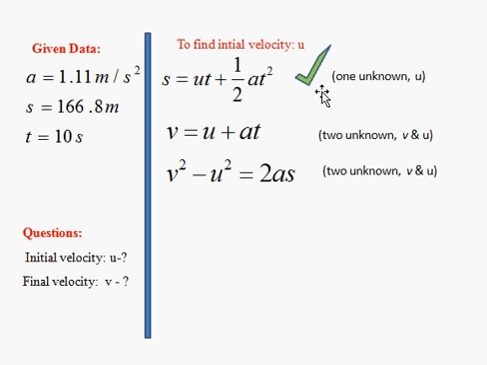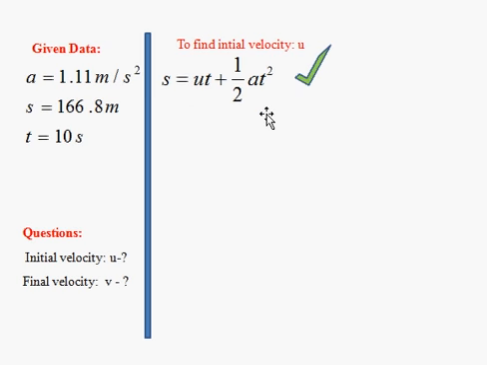Which formula we can use, first we have to analyze with the help of the given data. If we substitute all these given data in the first equation, only one unknown will be there. Whereas in the second equation, we don't know v as well as u. In the third equation also, we don't know v as well as u. Because of two unknowns, we cannot go to the second equation as well as the third equation to determine the value of the initial velocity. Because of only one unknown, we can get into this first equation, so as we can find the initial velocity.